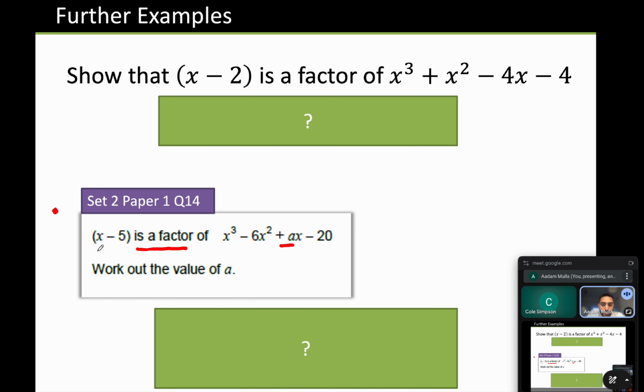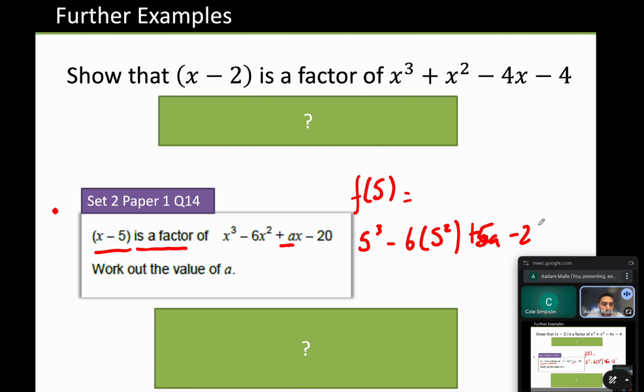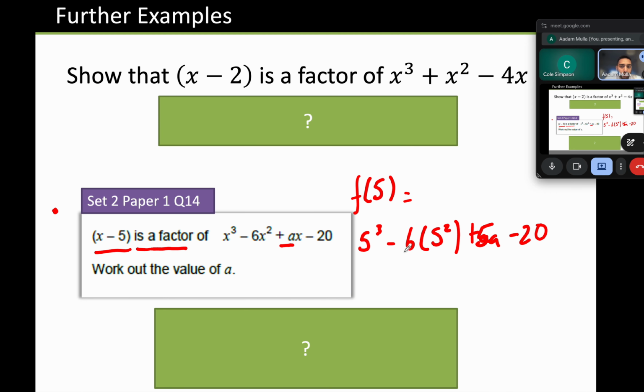Because it's told us it's a factor, when I substitute 5 in, what would this equal? 0. Yeah. So I'm going to substitute 5 in, and that'll help us find the value of a. So we've got 5 cubed minus 6 in bracket 5 squared plus a, I should have written 5 lots of a, minus 20. That makes sense what I did? Yeah. Okay. And because we know it's a factor, it's going to be equal to 0. And now we're just solving to find a.